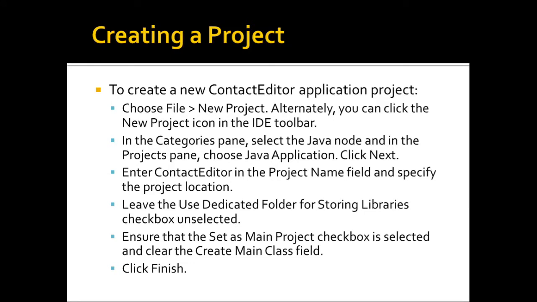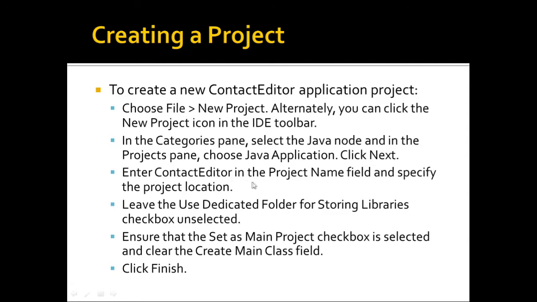So first, how do we create a project? To create a new contact editor application project, we open our NetBeans, of course, and then we choose File, New Project. Alternately, you can click the New Project icon in the IDE toolbar. And then in the categories pane, select the Java node, and in the projects pane, choose Java application. I will be showing you that later.